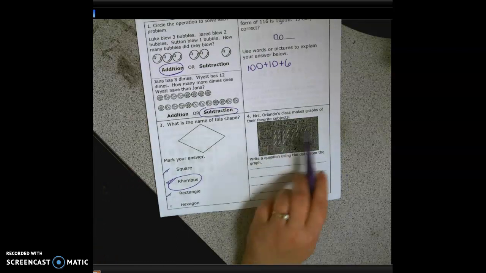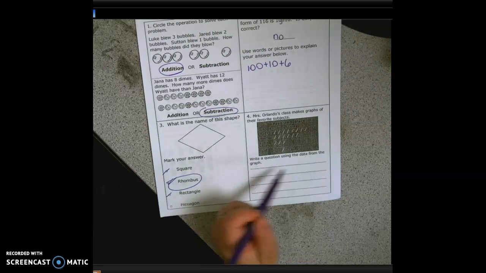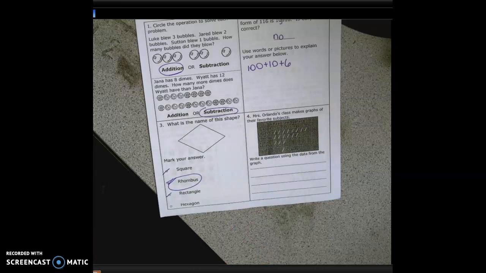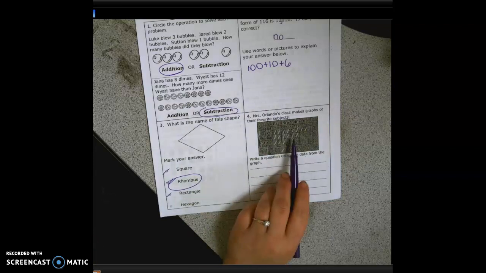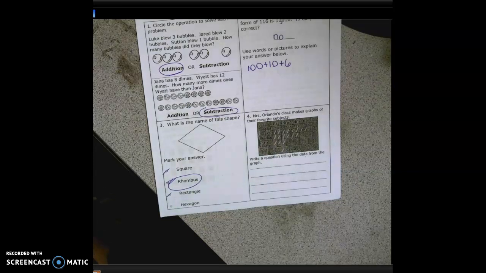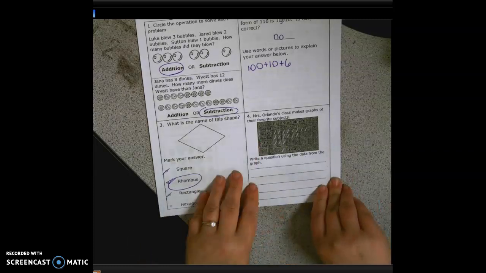Miss Orlando's class makes graphs of their favorite subjects. Write a question using the data from the graph. So I'm going to look here and I'm going to see, well, math has the most votes, so I could say which has the most, which has the least, how many more kids like math than reading, how many fewer kids like social studies than reading. I'm not going to write that because there's a lot of answers for you there.